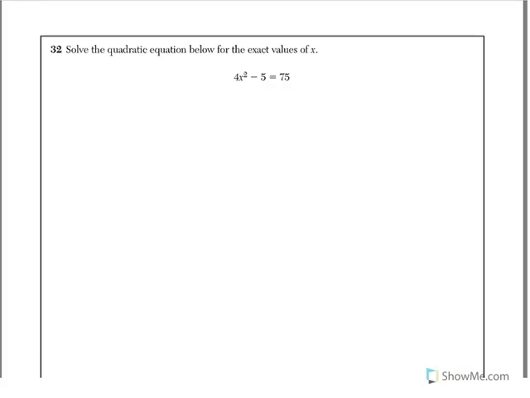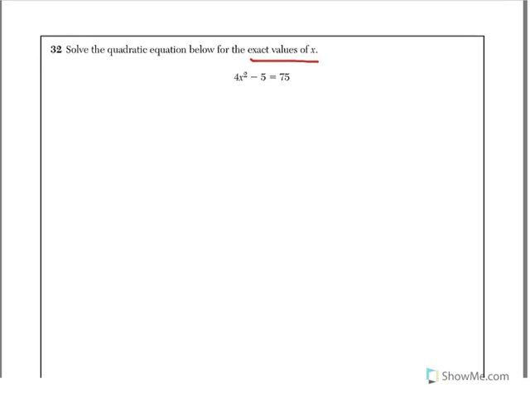Number 32 says to solve the quadratic equation below for the exact values of x. So exact values meaning, like if it's a decimal that can be turned into a fraction, they want the fraction version of that answer. They want it to be exact. They don't want you to round or anything.